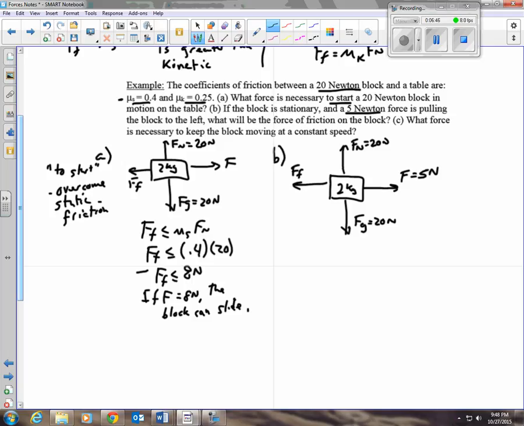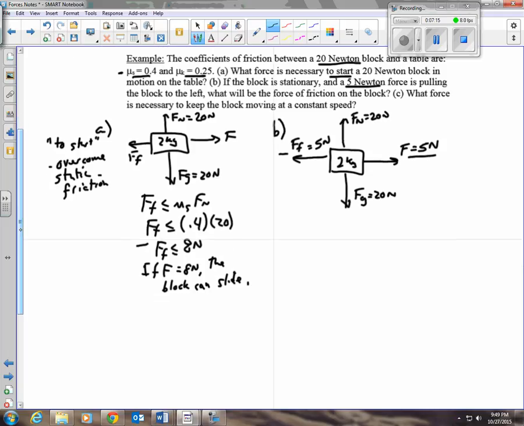Now it turns out it's not going to be 8, because of that less than or equal thing in there. If this is not going to move, this force forward and the friction have to cancel. So the force will be 5. So whatever force I pull forward with, as long as it's not moving, the force of friction will be the same. So if I pull it forward with a force of 2, the force of friction will be 2. However, once I get to 8 or above, then it will start to slide, and they won't be equal.